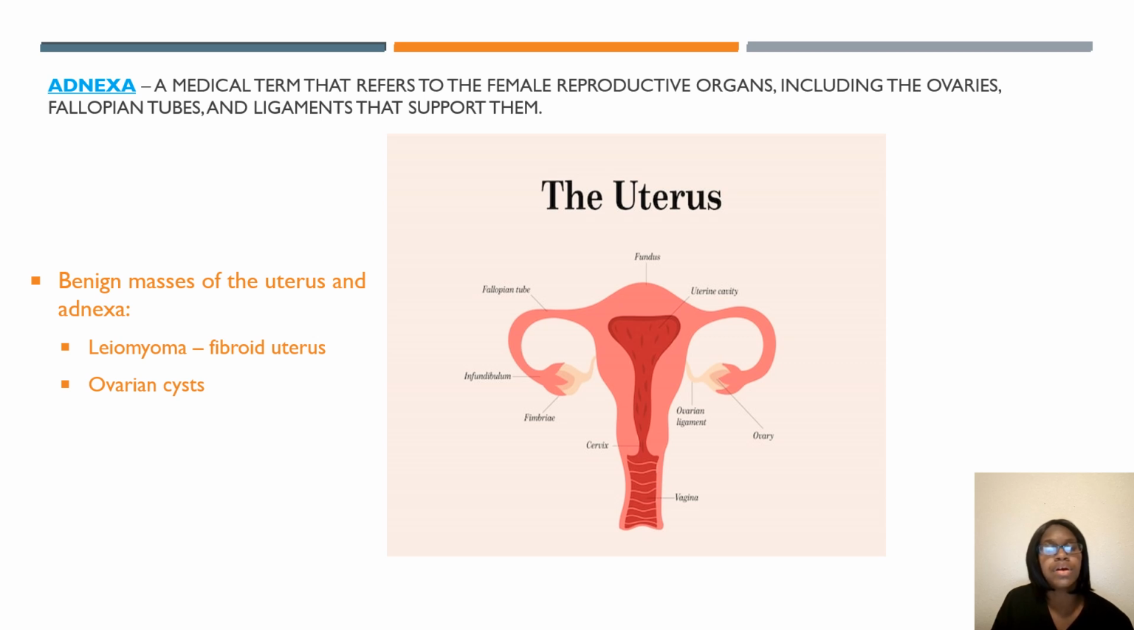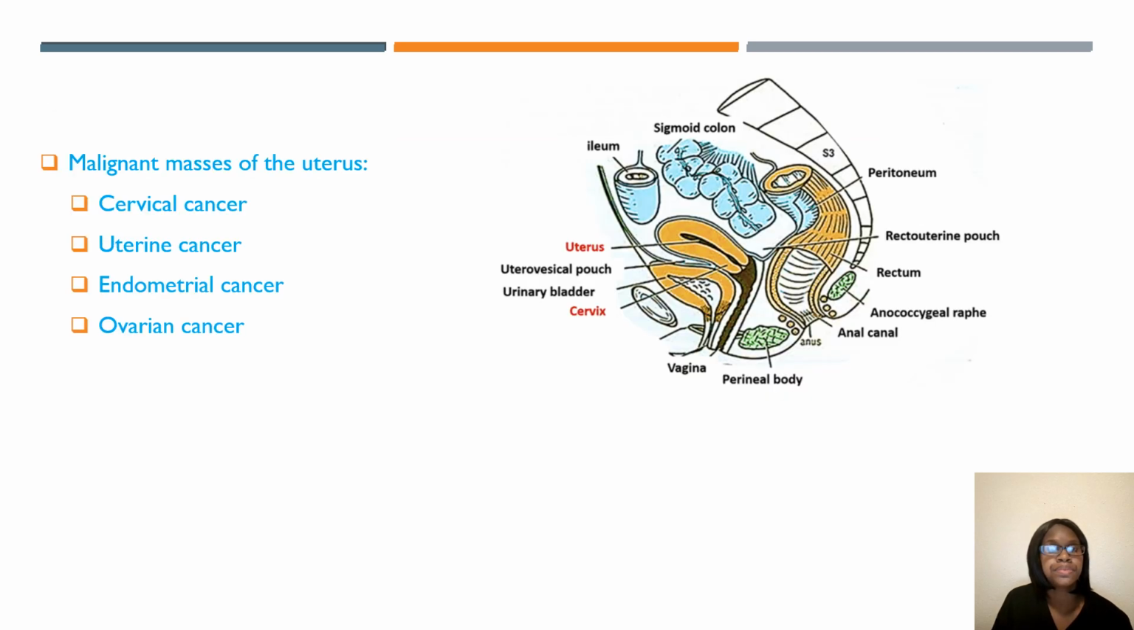And then you also have your ovarian cysts. And you have different types of cancers of the uterus. You have your cervical, uterine, and ovarian cancer. So just make sure you know your female pelvis anatomy as well.